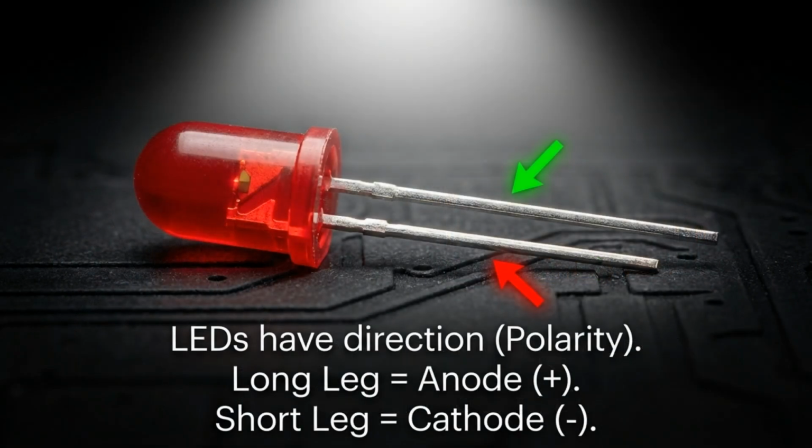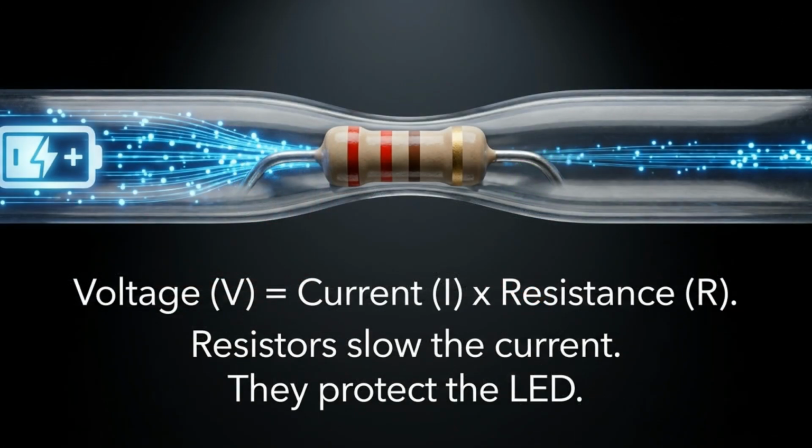LEDs have polarity, meaning current must flow in one direction. The long leg is the anode, or positive side, and the short leg is the cathode, or negative side. Ohm's law: voltage equals current times resistance. Resistors are essential for slowing the current and protecting components like the LED from too much power.